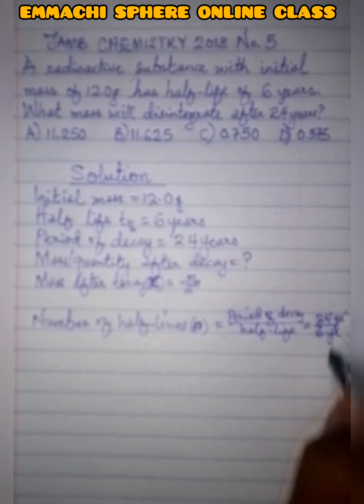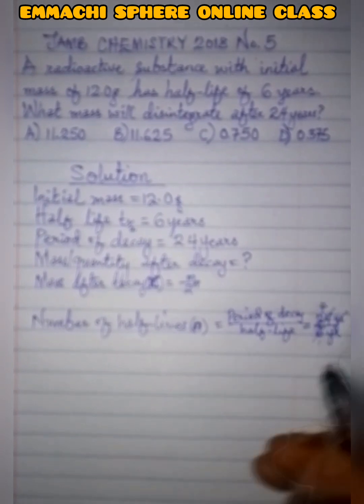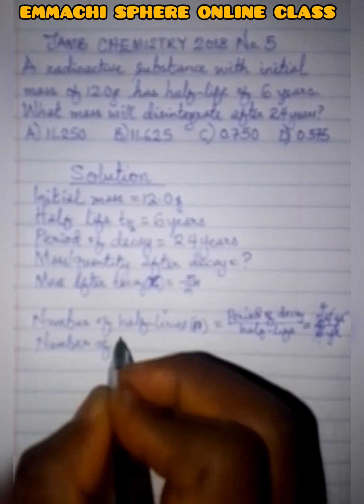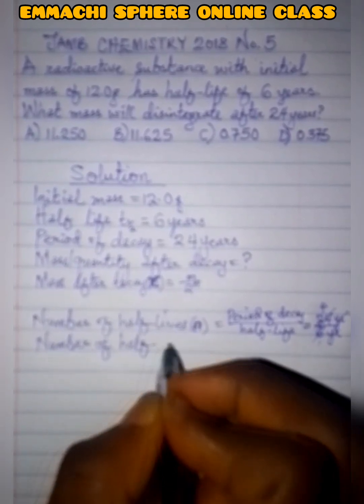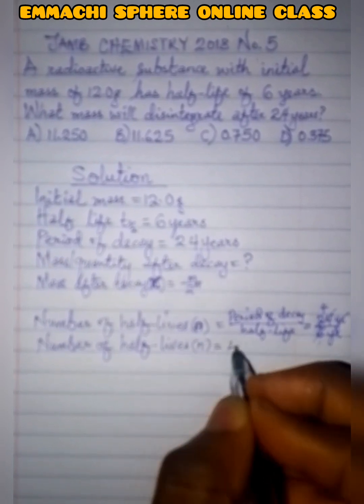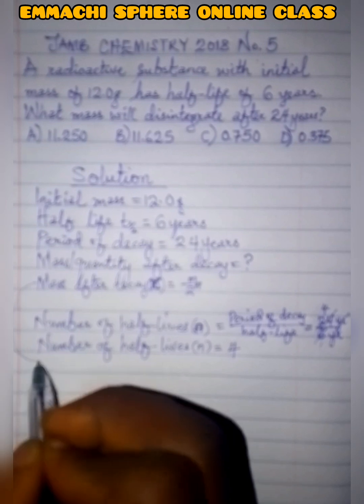Now, here the years are already cancelled. We have 6 in 6, 1. 6 in 24, that's 4. Therefore, the number of half-lives is equal to 4.